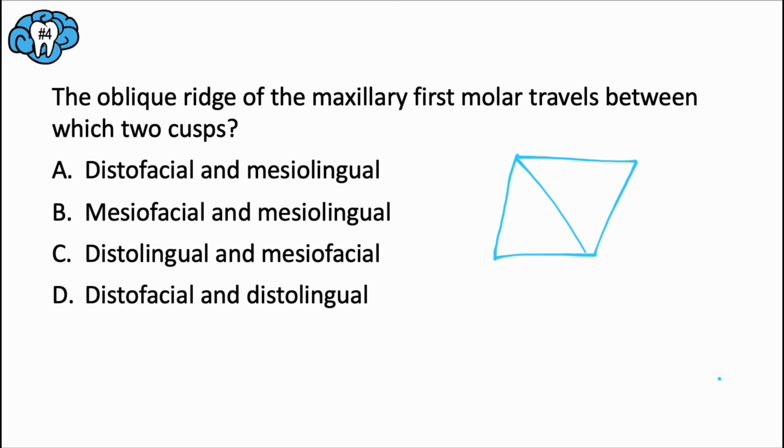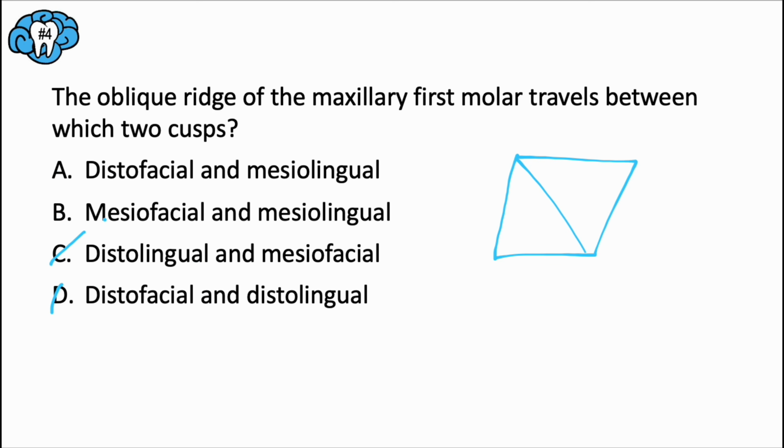And one of those halves is called the primary cusp triangle, that pizza slice analogy I used, which includes the mesiofacial, mesiolingual, and distofacial cusps. So you know the answer has to include 2 out of those 3. So we can already eliminate C and D because those answers include the distolingual cusp. So we're left with either A or B.